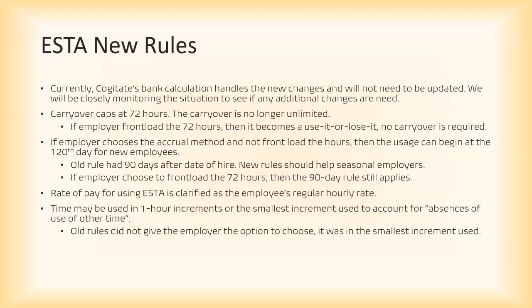The time may now be used in 1 hour increments or the smallest increment used for what they consider absences or use of other time. The old rules did not give the employer the option to choose. It was always the smallest increment used. So now if an employee is going to take an hour of ESTA, you could just say they're taking an hour, even if they're only gone for like 25 minutes.